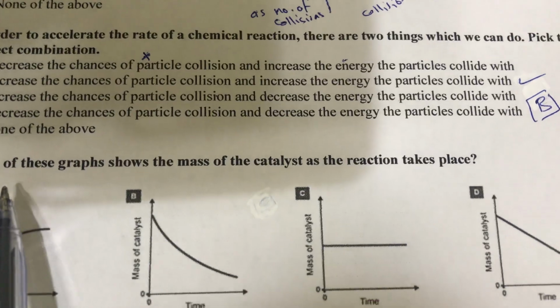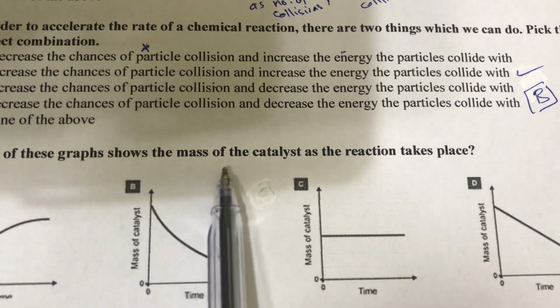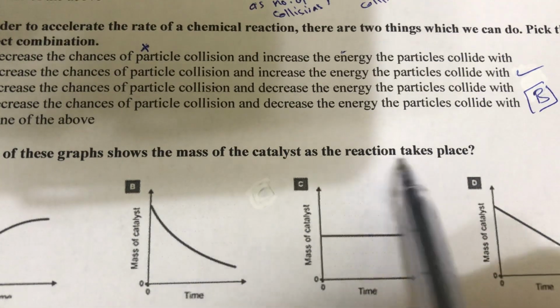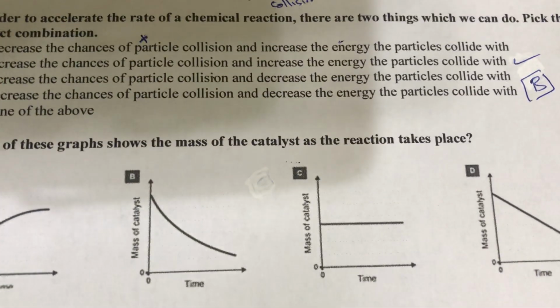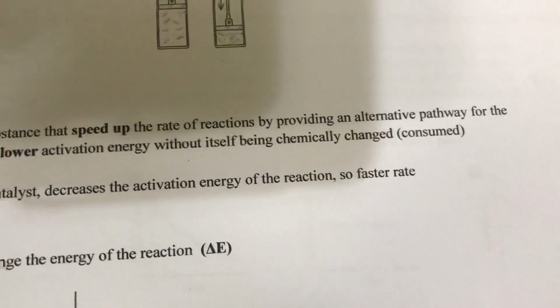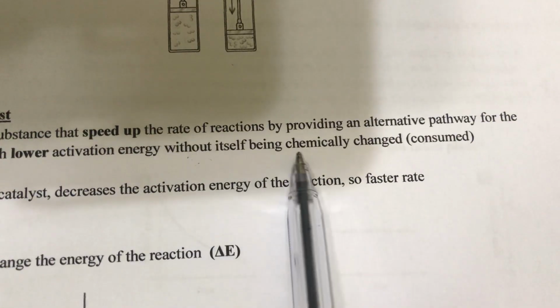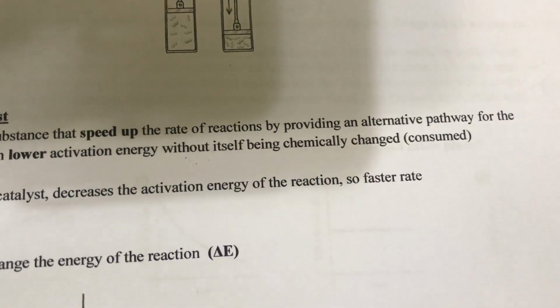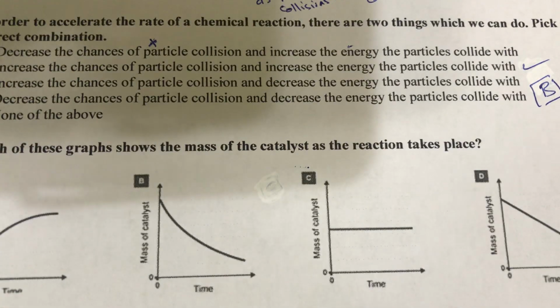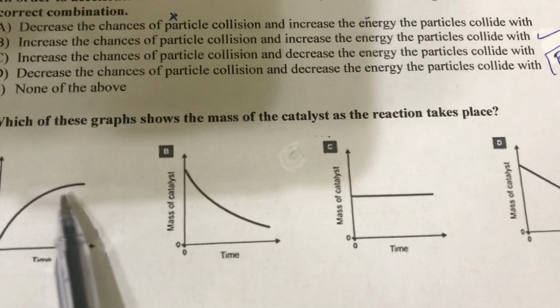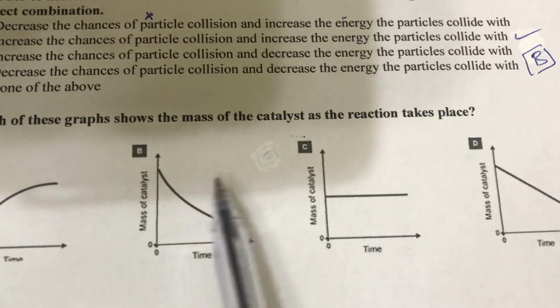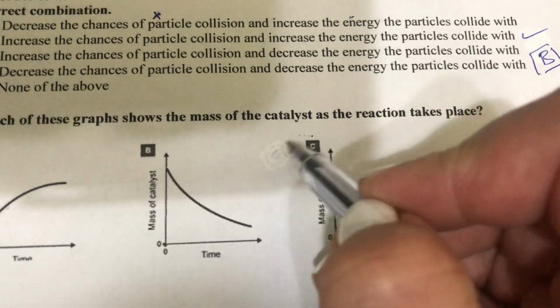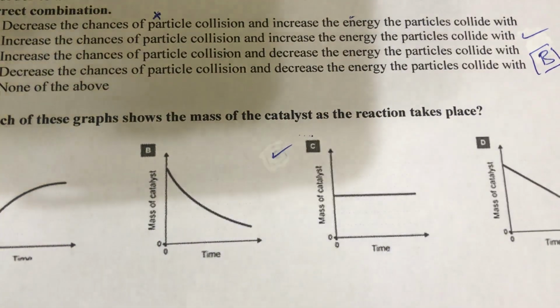Now, which of these graphs shows the mass of the catalyst as the reaction takes place? If you remember from the definition of a catalyst, it is without itself being chemically consumed or changed. So the mass of the catalyst is fixed. Which of these represents fixed? C. So this is the correct answer.